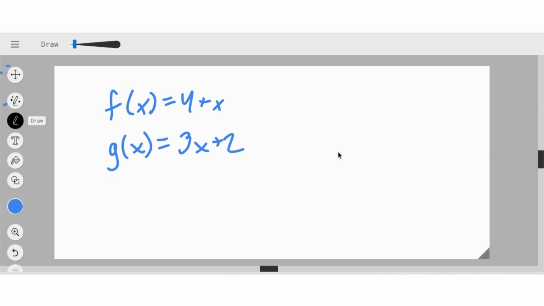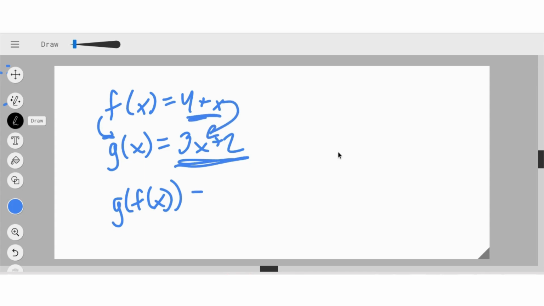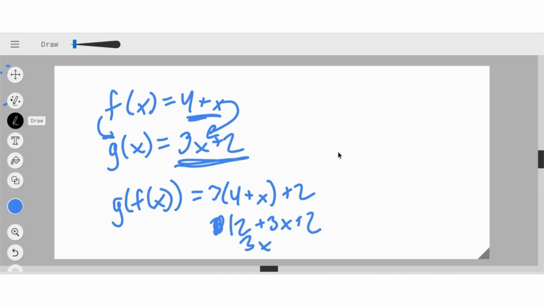And they might ask you to substitute f of x into g of x. So what that means is the equation might ask you what's g of f of x. And we saw earlier for the example with f of 2a, all we're doing is still substituting. So we take our g of x equation and we substitute 4 plus x for x. So we get 3 times 4 plus x plus 2. We simplify this to get 12 plus 3x plus 2, and then we simplify this to get 3x plus 14, and that's our answer.